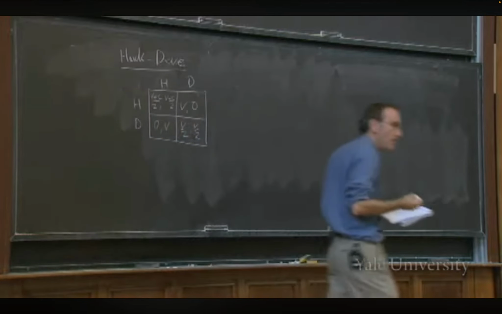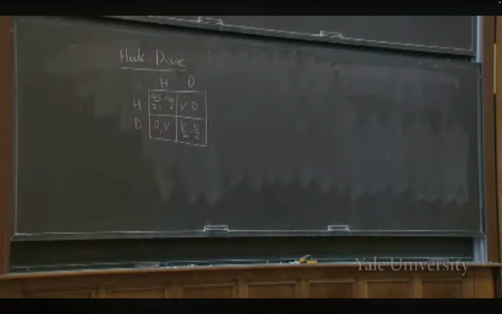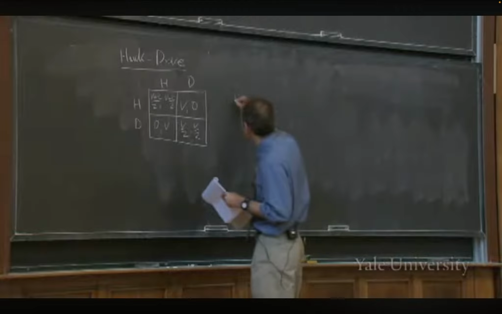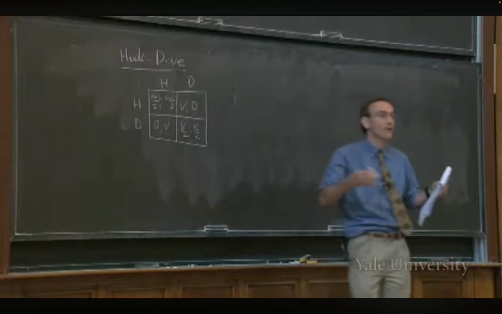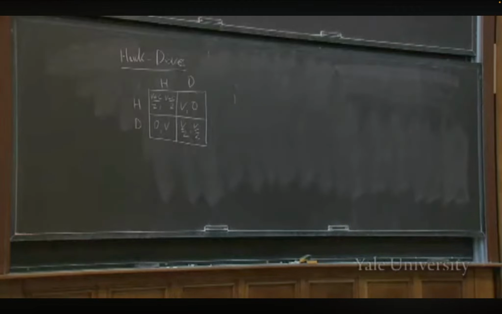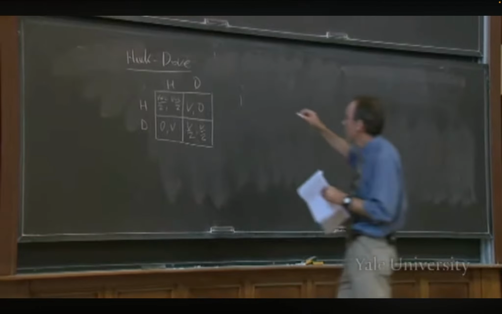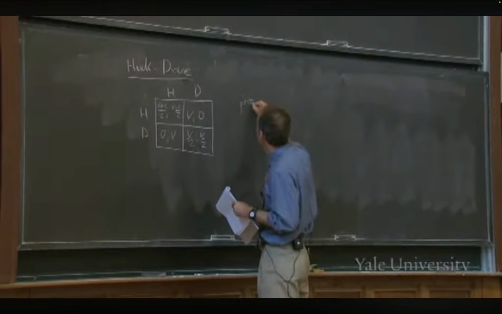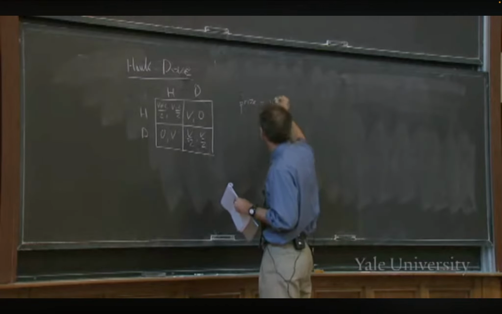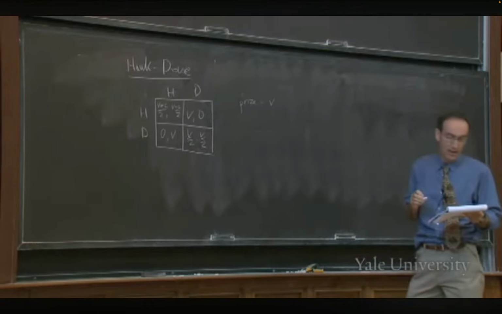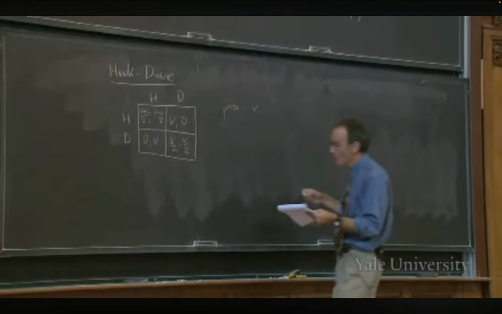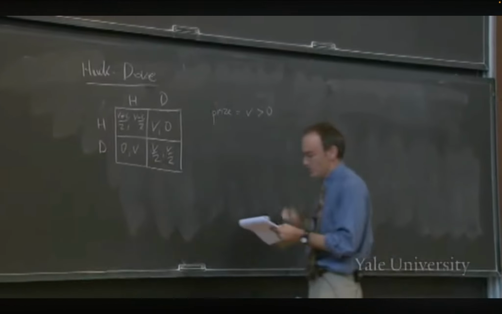All right, so this is a generalization, a more interesting version of the game we saw already. Let's just talk about it a little bit. So the idea here is there's some potential battle that can occur among these two animals, and the prize in the battle is V. All right, so V is the victor's spoils, and we're going to assume that V is positive.